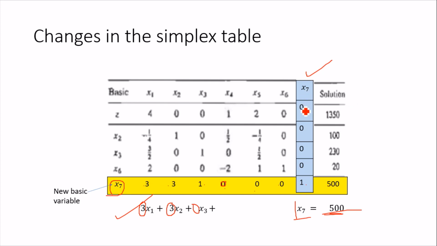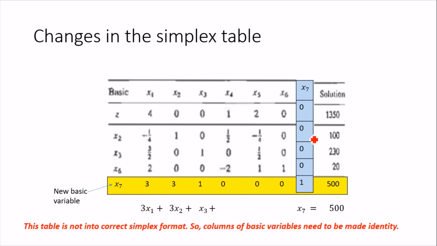And obviously the column vector of x7 is 0, 0, 0, 0, 1 because it's coming only in the last constraint. So once we have filled the entries of the table, now you see that this table is not in correct simplex format, because x2 is in the basis, so the column of x2 should be 1, 0, 0 and it should be a 0 here, but actually it is 3.